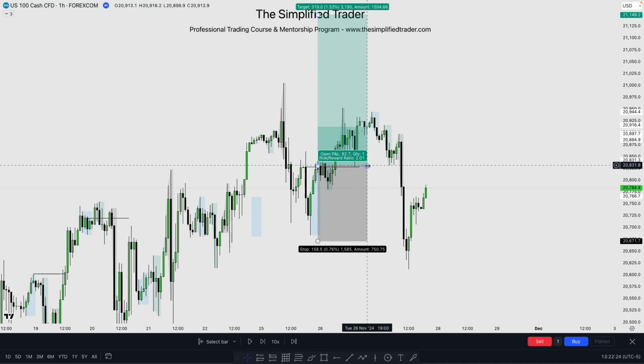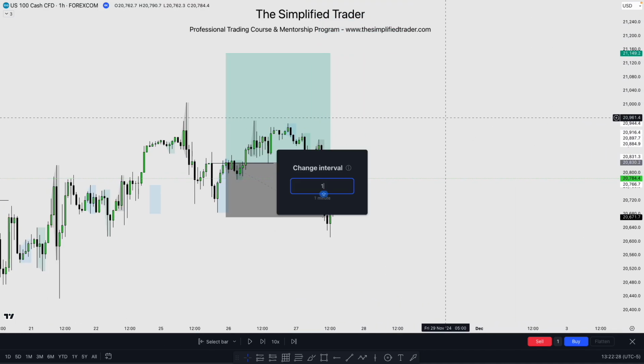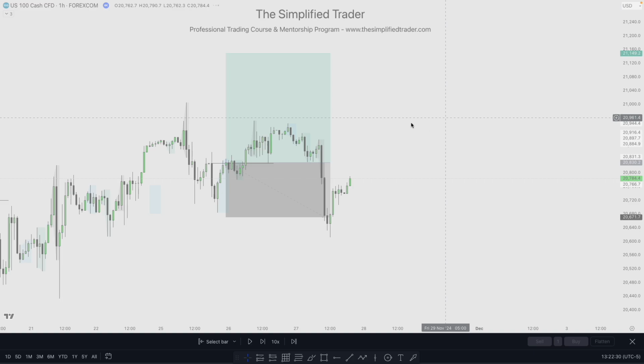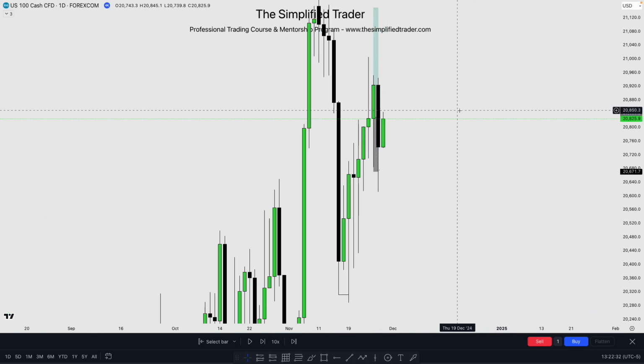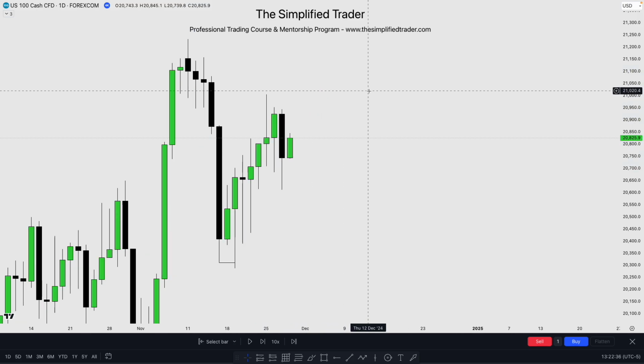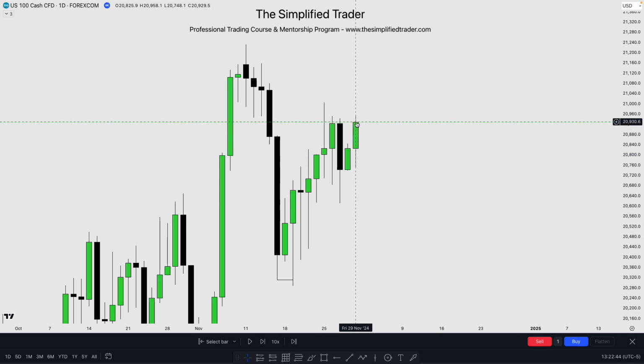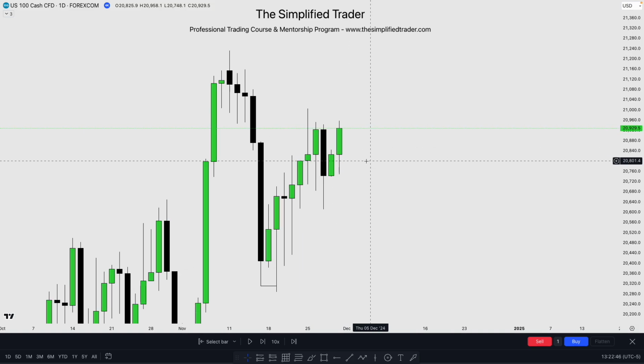And we get another loss. You're not going to win every single time in trading, guys. Now we go back to the daily time frame. Let's see. We are still waiting for that daily candle to close above the previous candle's high. Here we get that daily candle closes above the previous candle's high.